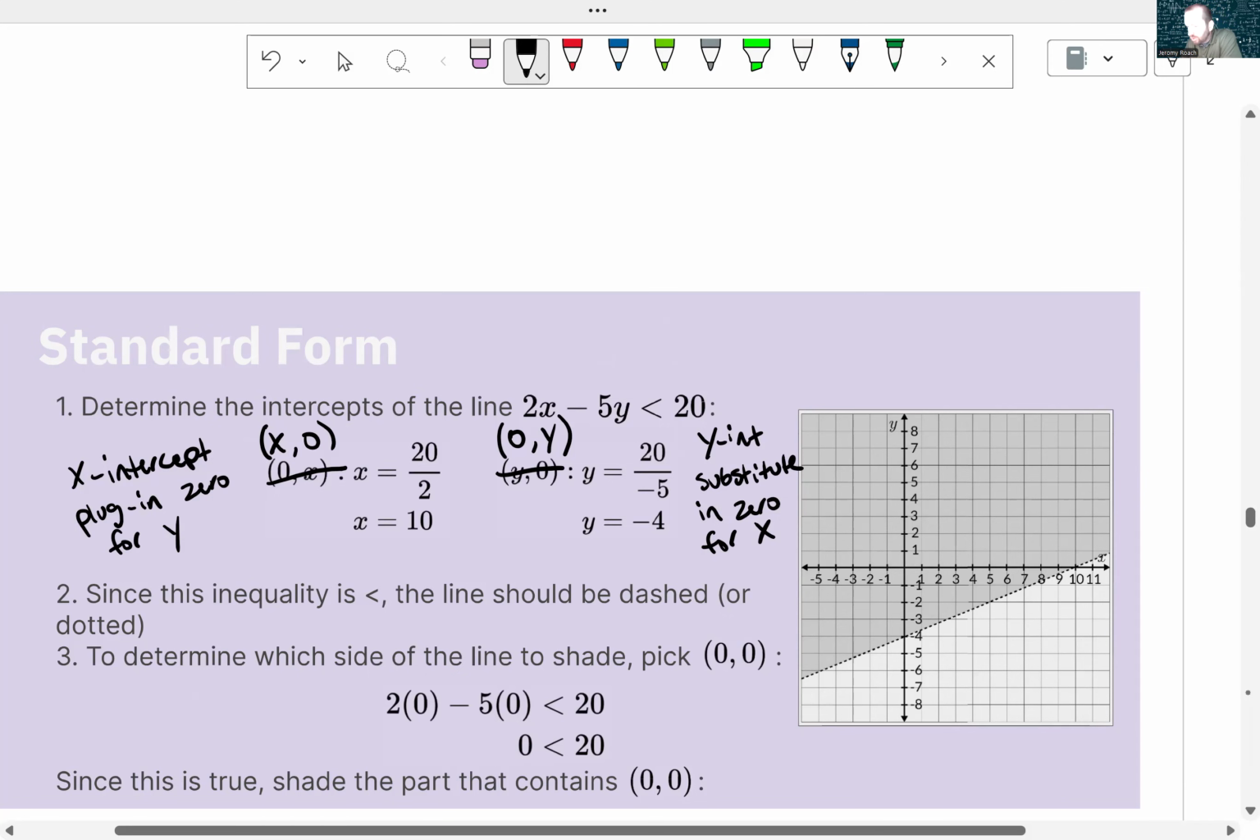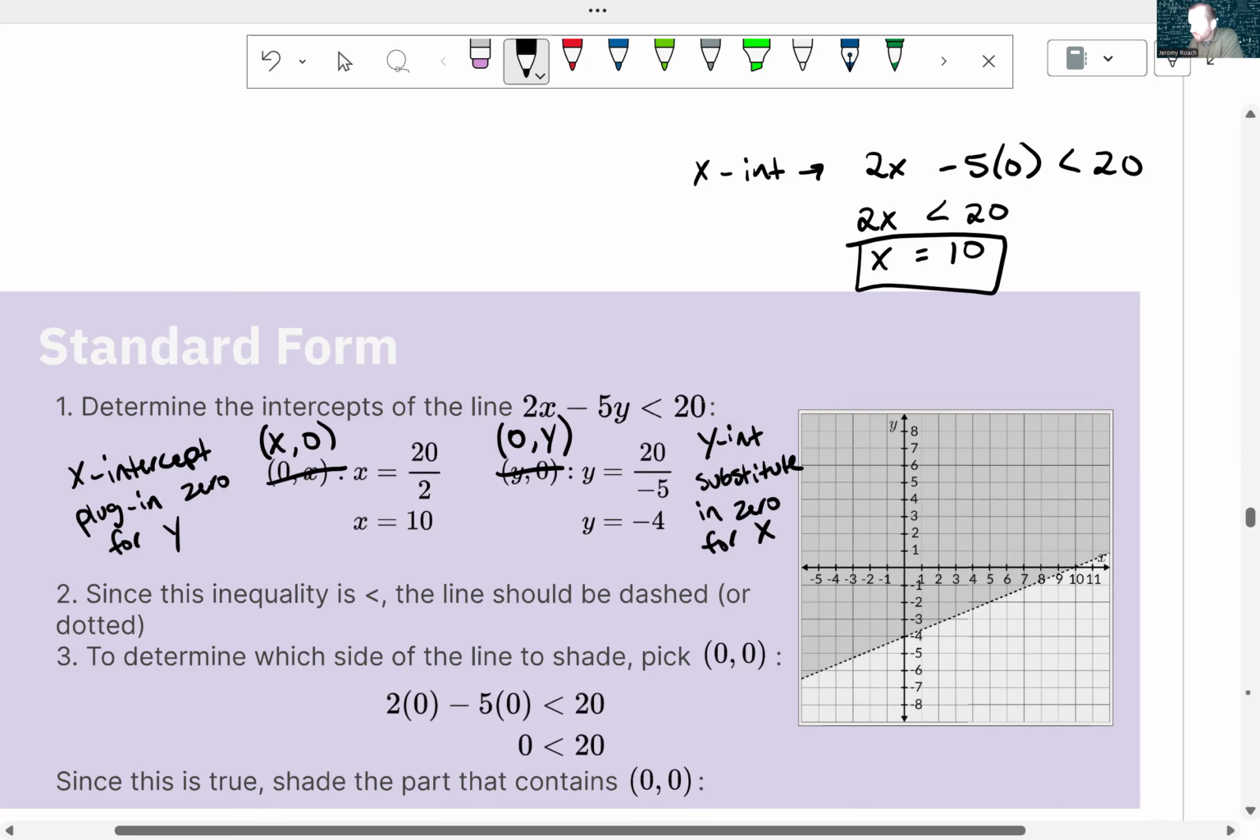So if we want to find the x-intercept, we plug in 0 for y. We get 2x minus 5 times 0 is less than 20. 2x minus 0 is just 2x, less than 20. We get x is less than 10. Now, we just set this equal to it so we can find out what the x-intercept equals. But it's the same basic idea for x and for y. Okay, so that's how we find the intercepts.